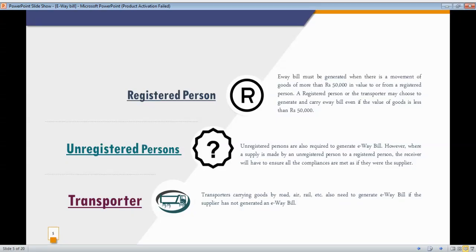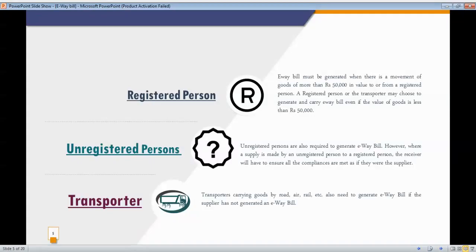The e-way bill must be generated when there is a movement of goods of more than 50,000 in value to or from a registered person. A registered person or a transporter may choose to generate and carry an e-way bill even if the value of the goods is less than 50,000. This registered person, that is a consignor or a consignee, is an individual or an entity registered for goods and service tax.